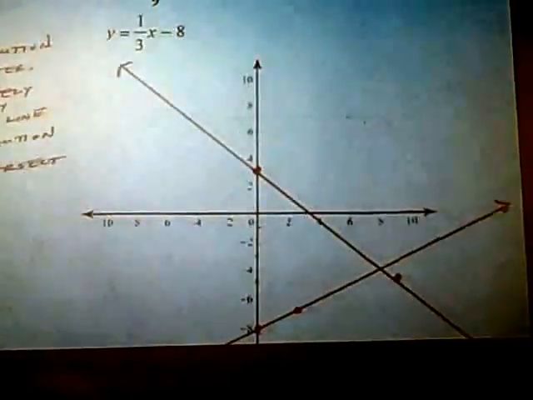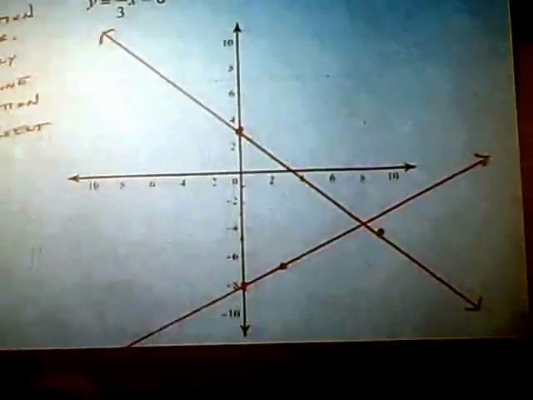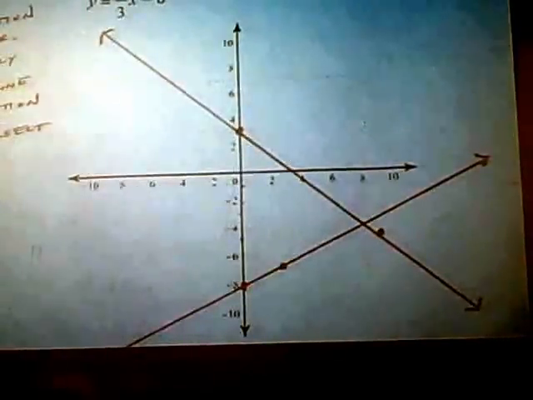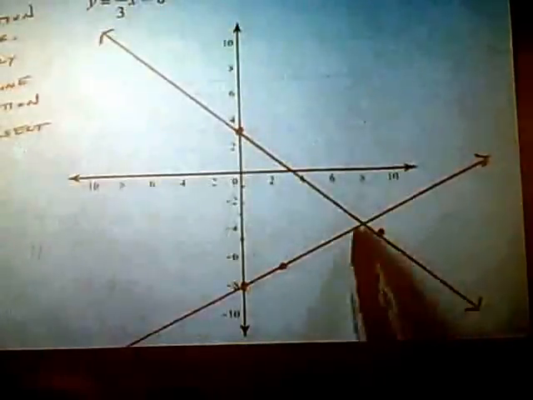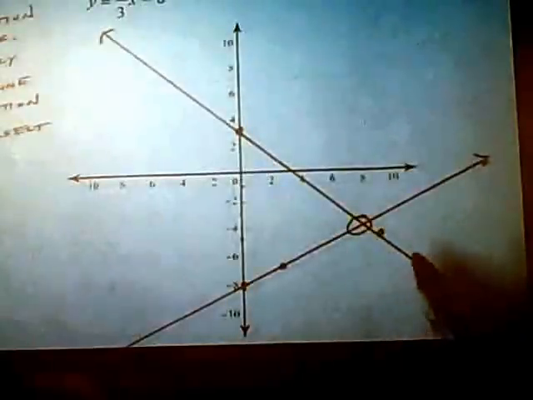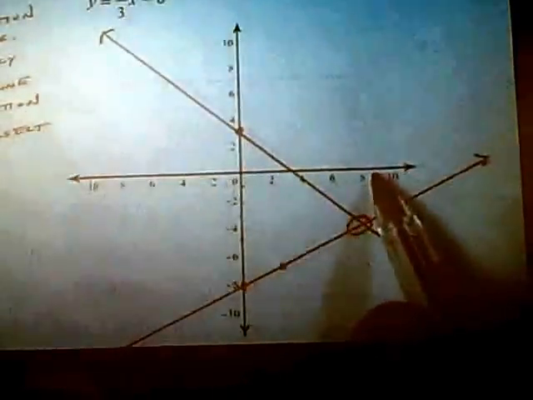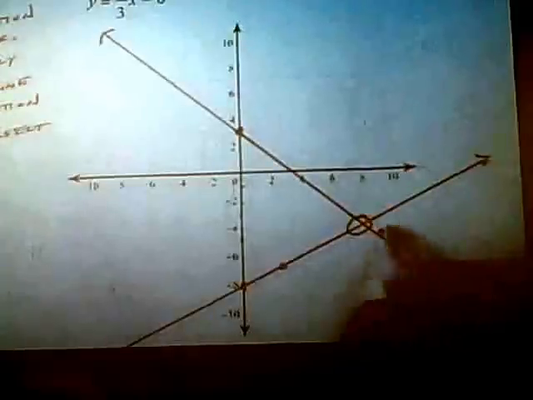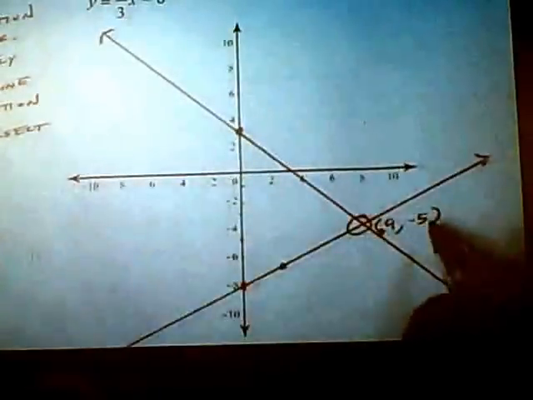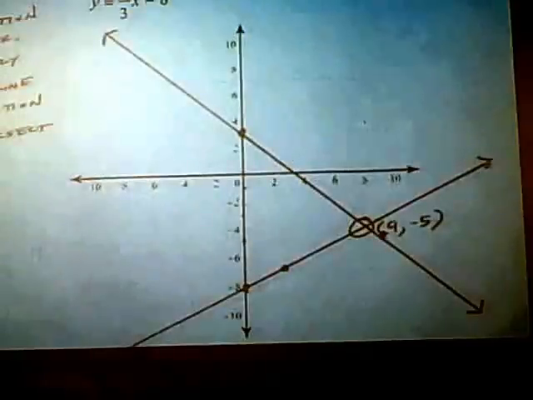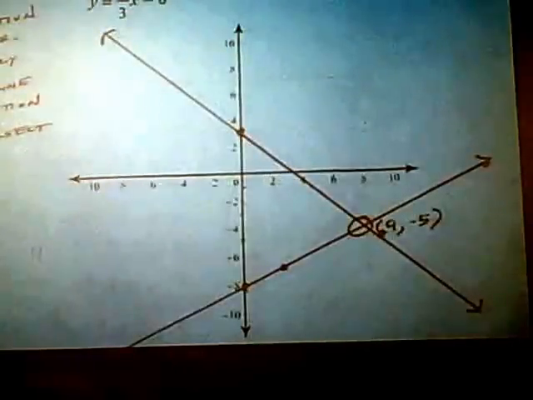Again, we see that we have intersecting lines. This is off a little bit. So because we have intersecting lines, we know we have at least one solution. That solution is going to be found right there. So I need to find out what point that is. If I go over here, it should be 9 and down to a negative 5. This point right here is 9, negative 5. So my solution is 9 comma negative 5. Remember, the name of the solution is an ordered pair.